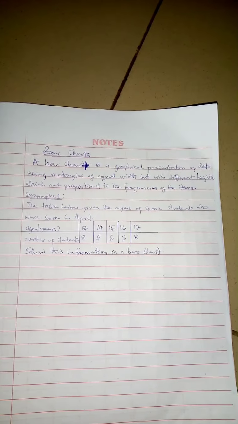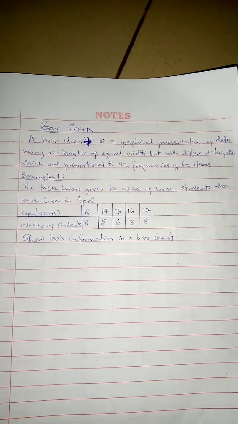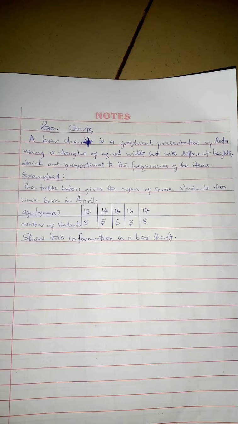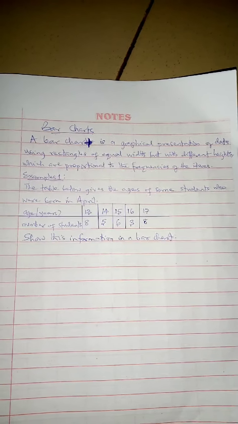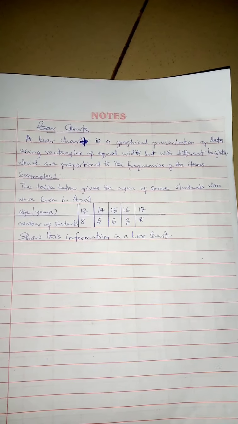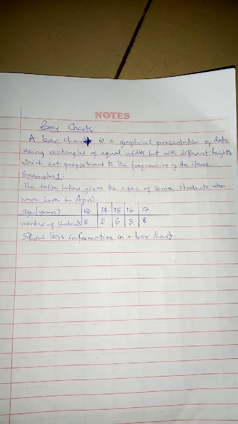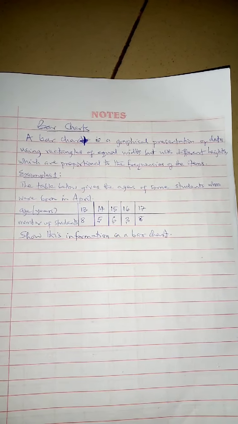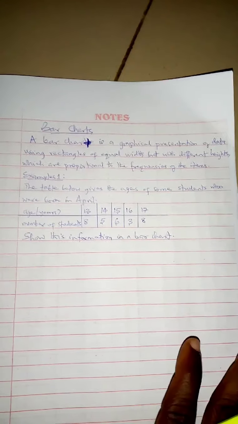For example, the table below gives the ages of some students who were born in April. See the ages 13 to 17, and the number of students. You are to show this information in a bar chart. This is what you will do.